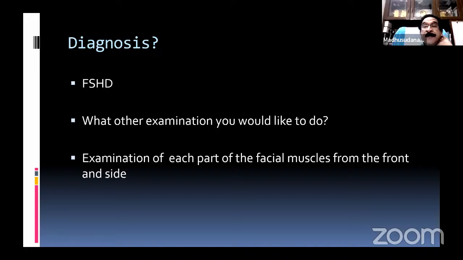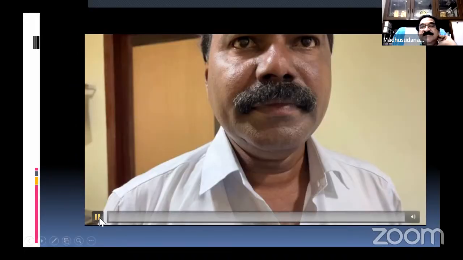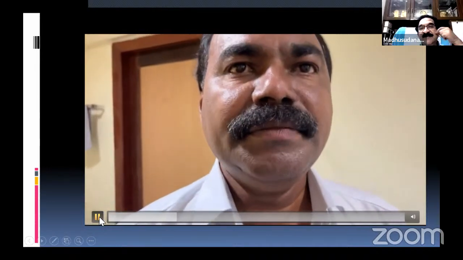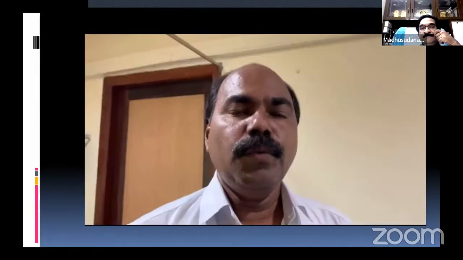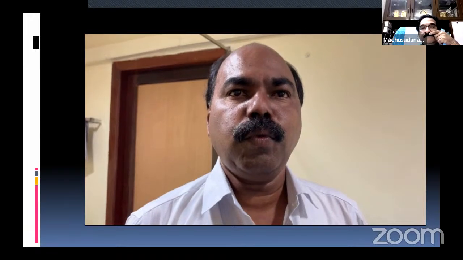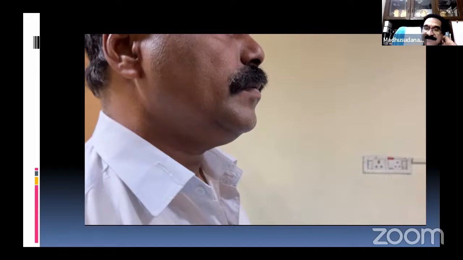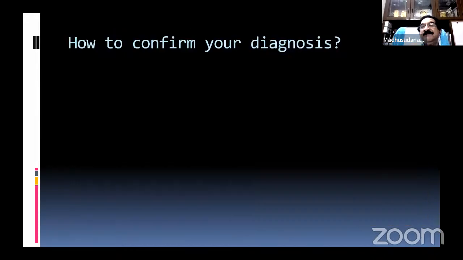Why from the side? Because when the lower part is affected, you get the classical tapir nose appearance. The upper lip will come forward, the lower lip will not, something like a tapir, the animal's snout. That is typically described in FSHD. So examine for facial muscle weakness. No facial weakness, correct. There is no tapir nose, nothing. So, facioscapulohumeral now.